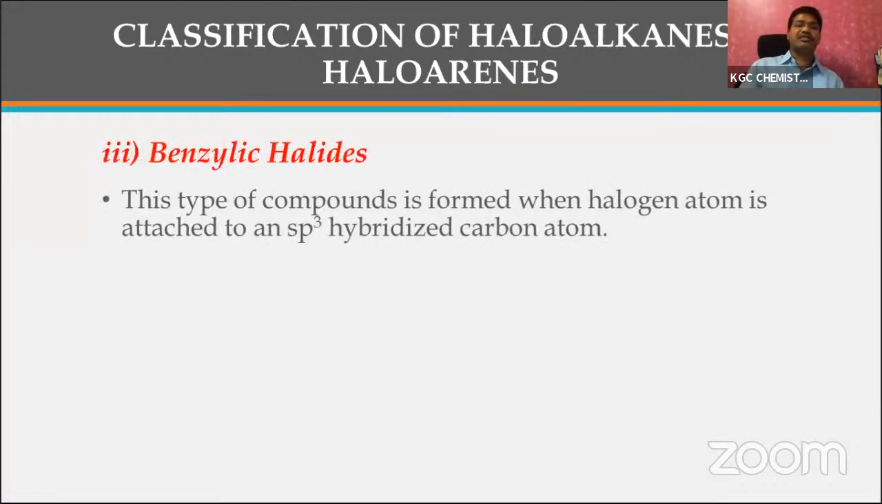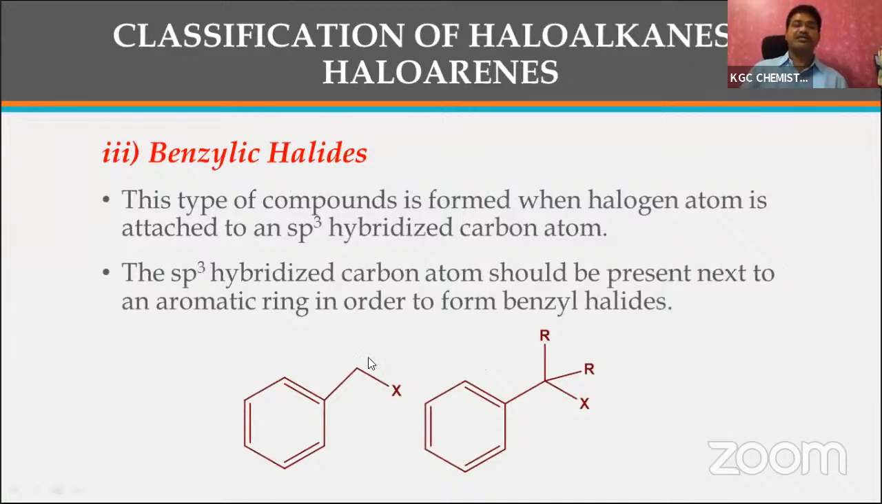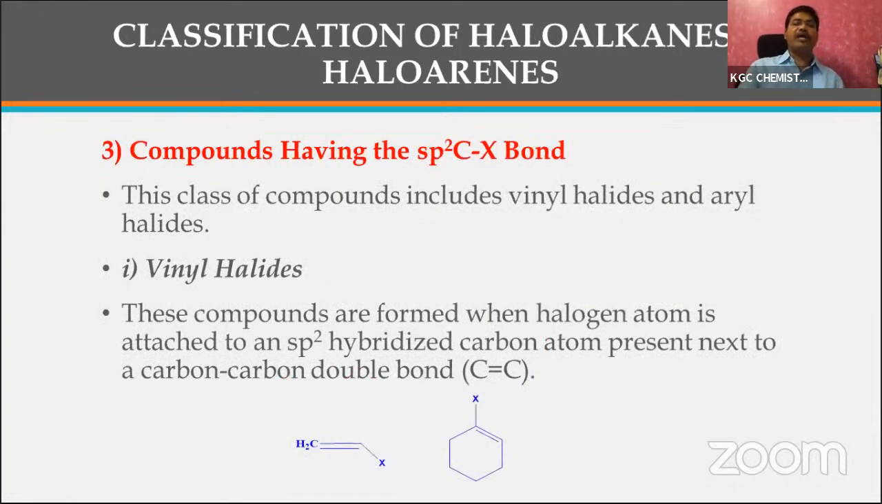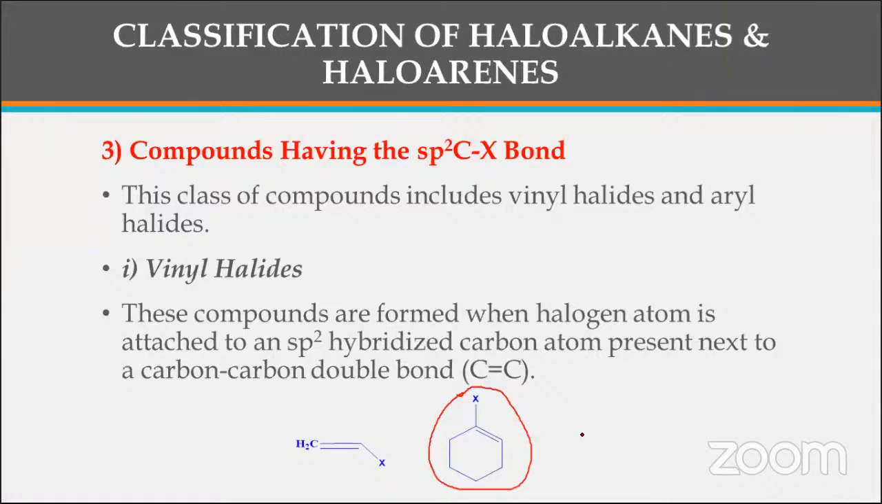Now, benzylic halides. Just now we discussed benzylic halides. This is going to be the benzylic halide, where between the benzene ring and the halogen there will be an alkane chain carbon. That is called benzylic halides. Compounds having an sp2 C-X bond, we discussed just now. Now, can you tell me, this is some repetition of examples. What is the nature of this? It is an alkyl halide. Is it vinylic or allylic? Vinylic, sir. This is going to be the vinylic.